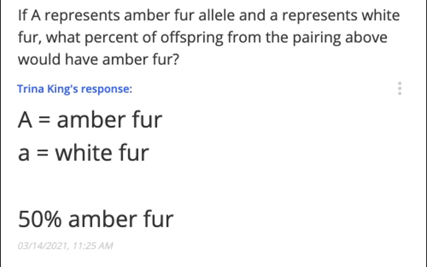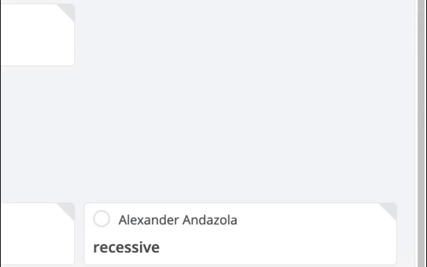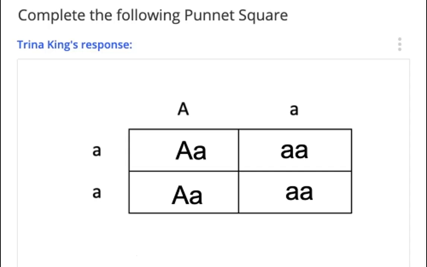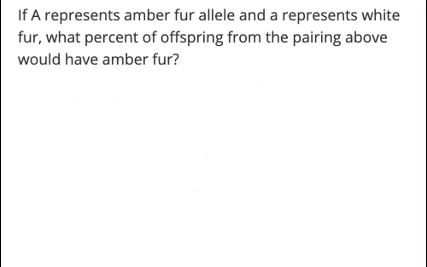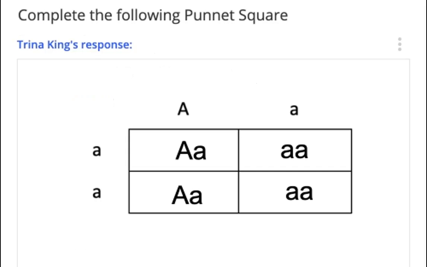What percentage is going to have amber fur? Well, 50%. If I go back to that Punnett square here, I see that half of them have that capital A, which is amber fur. So that's 50%. 2 out of the 4 boxes is 50%. The phenotype of that very first box, again, the very first box is this top left-hand corner right here. That's the very first box.